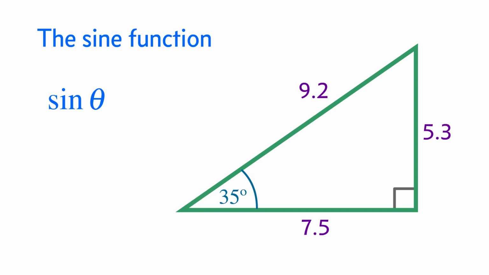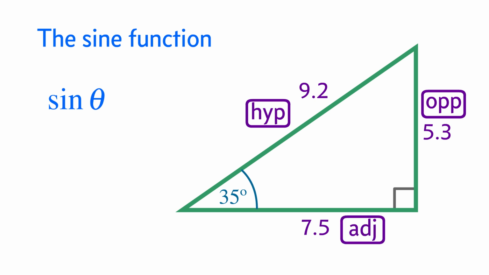We take the length of the opposite side in the triangle, and we divide it by the length of the hypotenuse. We'll use HYP for short to mean the length of the hypotenuse, and similarly OPP is the length of the opposite side, and ADJ is the adjacent side length. So then we can say sine theta equals opposite over hypotenuse.